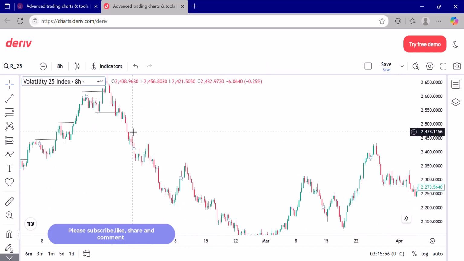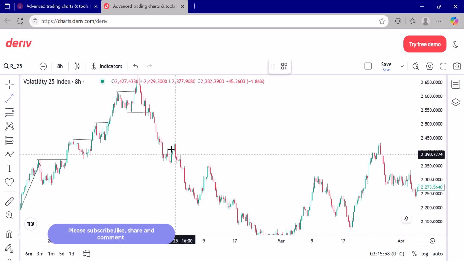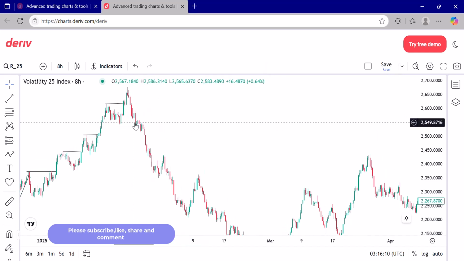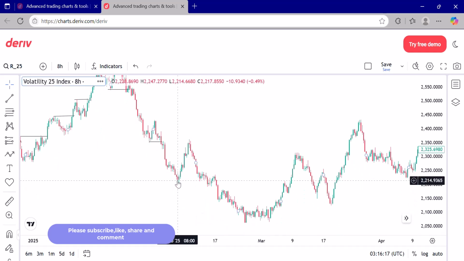Okay, broke this low down here. So a new low was formed. It made a higher high, and then it broke this low. This low was broken, and then it retraces. It broke this low that was formed, and then the market came, retraces and broke this low.